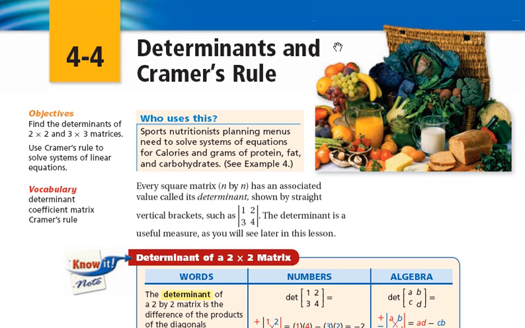Hey there, this is Mr. Wilford, and I just wanted to go through Chapter 4, Section 4 with you, determinants and Cramer's rule.